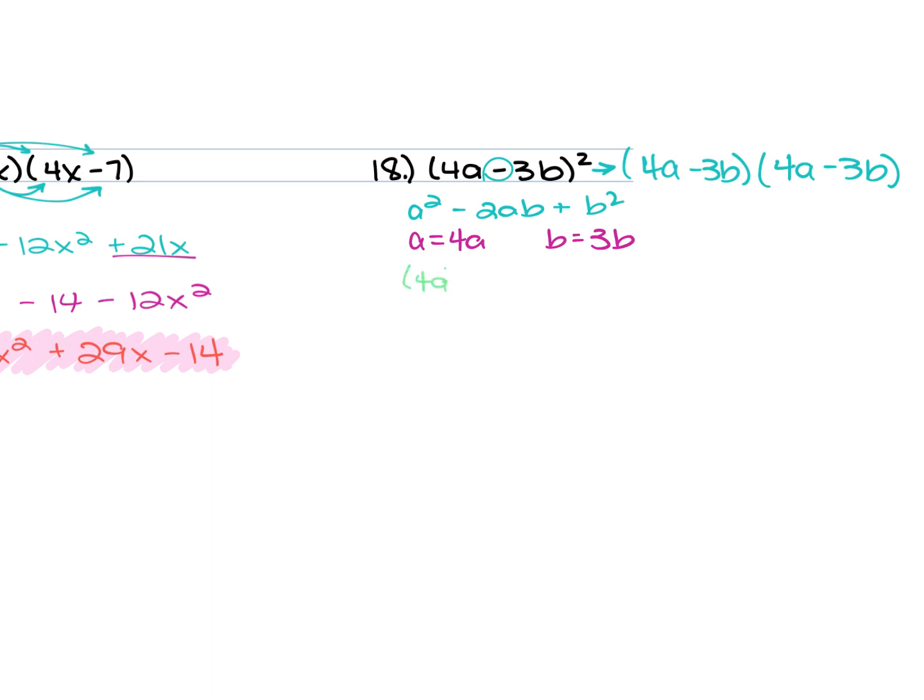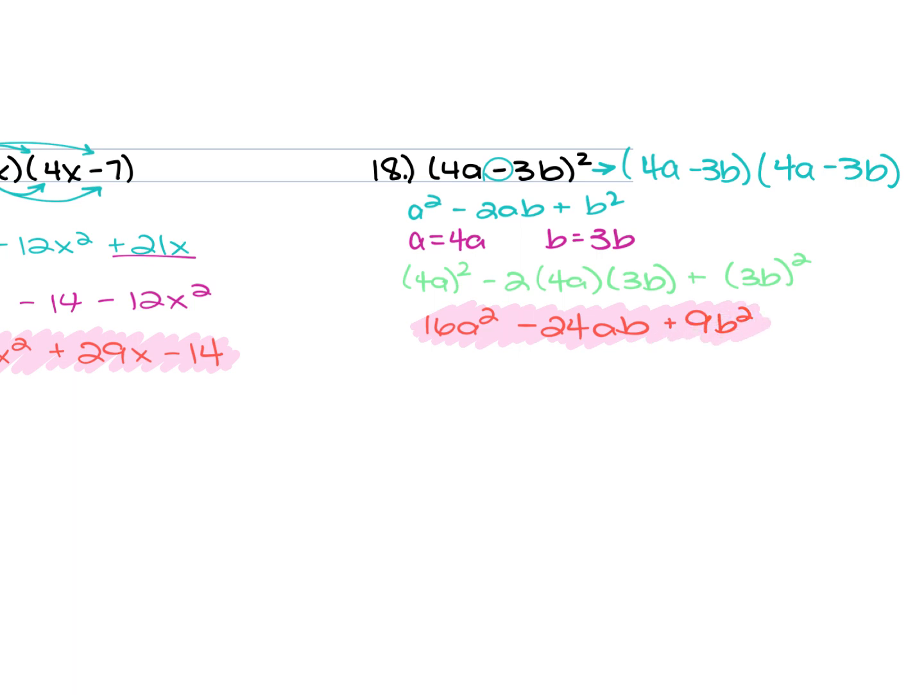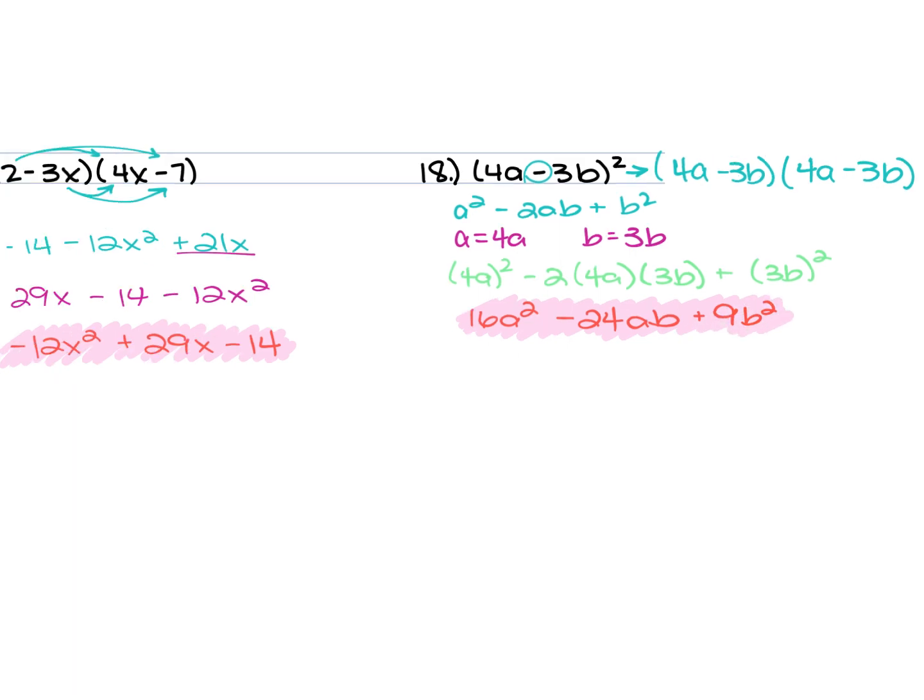So we just plug them in. This is going to give us 4a to the second power minus 2 times 4a times 3b plus 3b to the second power. The 4a to the second power is 16a squared. The negative 2 times 4a is negative 8a times 3b is negative 24ab. And that 3b squared is 9b squared. So just 16a squared minus 24ab plus 9b squared.